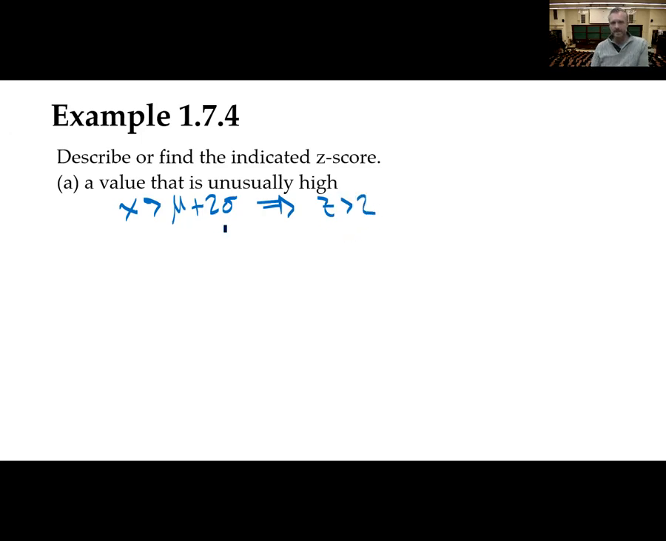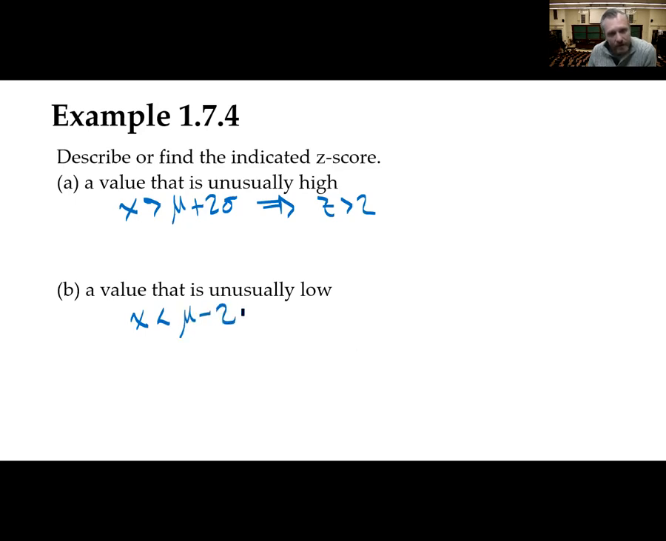Because again, what does a z-score tell us? How many standard deviations from the mean you are. So unusually high, it's got to be 2 away. That's the unusual part. And high, meaning above. So positive 2. How about unusually low? Well, in this case, x is going to need to be below the mean minus 2 standard deviations. Well, that's going to give us a z-score less than negative 2.